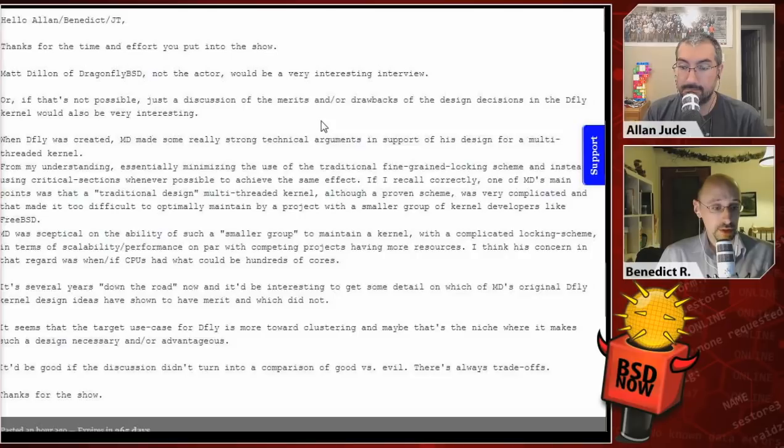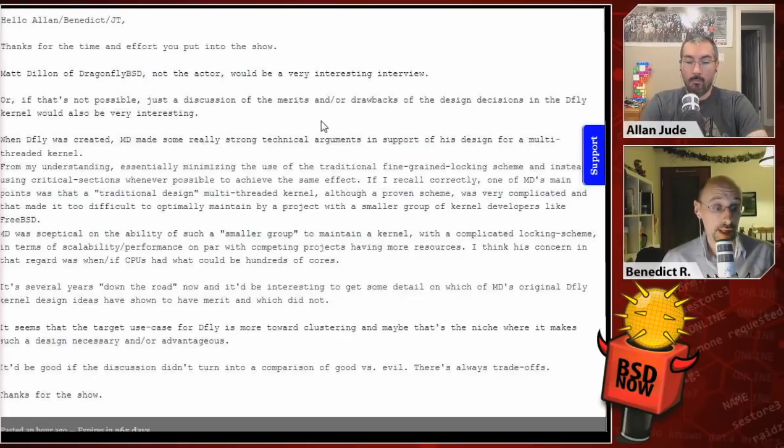As it continues, if that's not possible, just a discussion of the merits and or drawbacks of the design decisions in the DragonFly kernel would also be very interesting. That would help with questions too, yes. It's like, now that it's more than 10 years later, what does Matt think of the decisions he made? How many of them worked out and how many of them didn't? And so on. Yep. Or like, how's the project doing? What are things on the horizon for them, and other stuff like that.